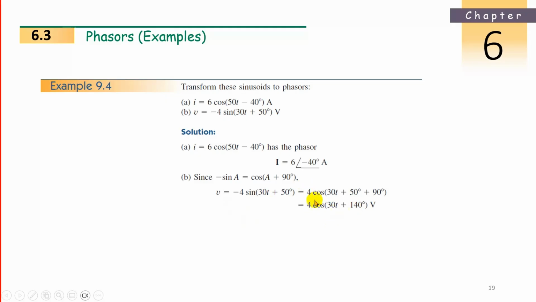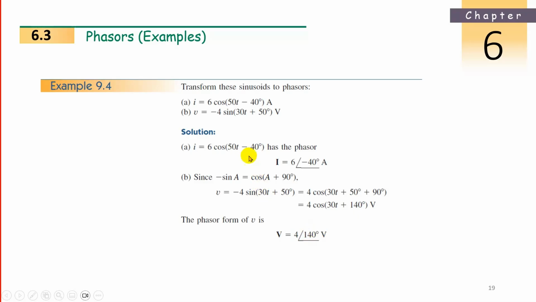So now convert this into phasor. V is now in time domain. Now convert it into frequency domain, that is phasor. Vm is 4, omega is 30, angle is 140. So what is V? Capital V is nothing but Vm at an angle phi. So Vm is 4, so 4 at an angle 140 degrees it becomes. V is equal to 4 at an angle 140 degrees.